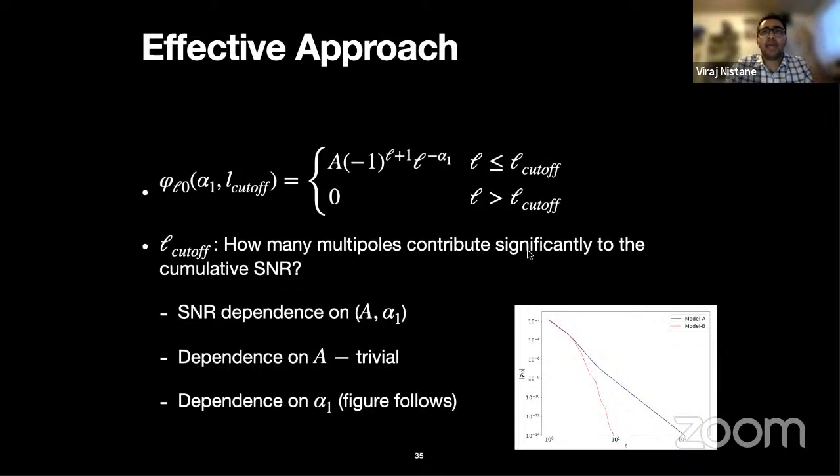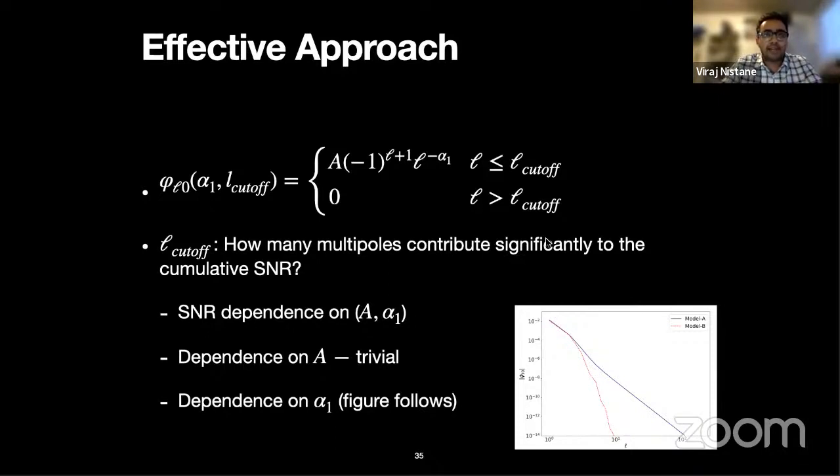And finally, we have L cutoff. This L cutoff means the L value, the multipole, at which we can cut off this effective approach model and set the rest of the values to 0, so that it does not affect the signal to noise calculation significantly. The contributions would be negligible, and the signal to noise we get after some L cutoff would be the same.